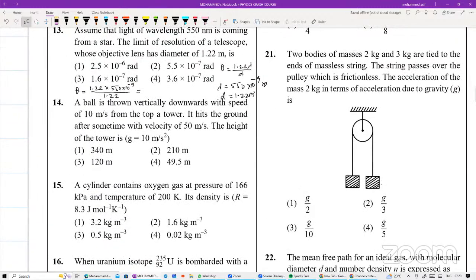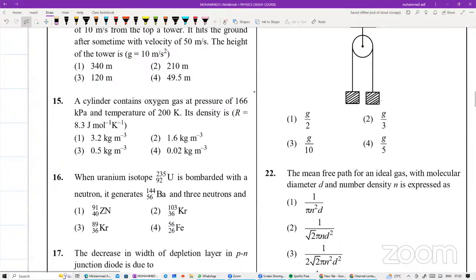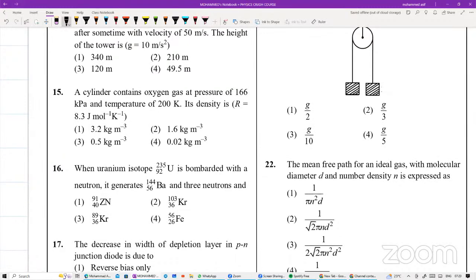Question number 14, height of the tower kinematics का है. Question number 15 देख लीजिए बेटा. Cylinder मतलब heat and thermodynamics का है. Kinetic theory क्या है देख लीजिए. A cylinder contains oxygen gas at a pressure of 166 kilopascal and temperature 220 Kelvin. Its density is equal to how much?